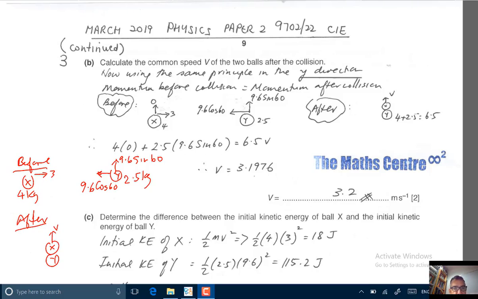Now on to part B. We are asked to calculate the common speed v of the two balls after the collision. I have drawn the pictures here to help us along.